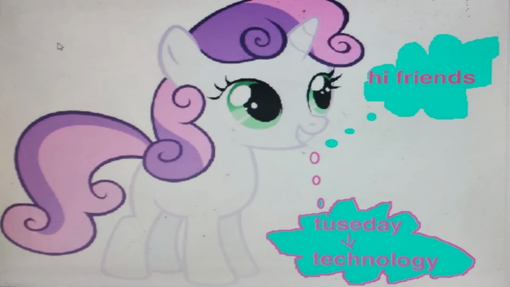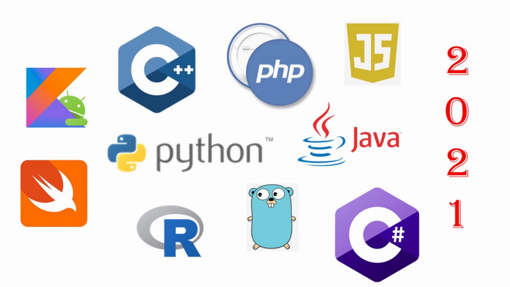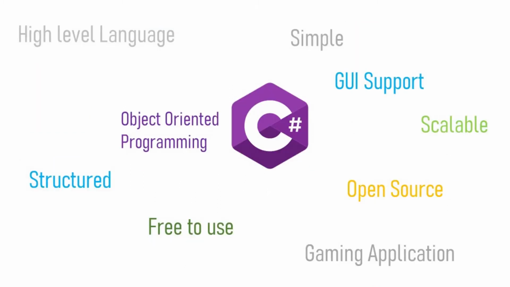So this is just a recap of the previous weeks. In the first episode we went through the high demand languages of 2021. In episode 2 of Tuesday Technologies, we learned some of the features of Python and the packages that can be used for real-time applications. Currently we are in episode 3. Now we are going to see the features of C#.